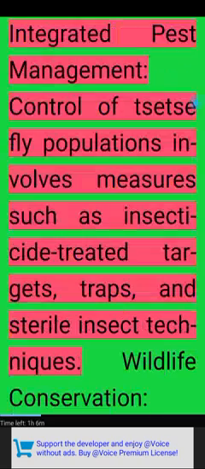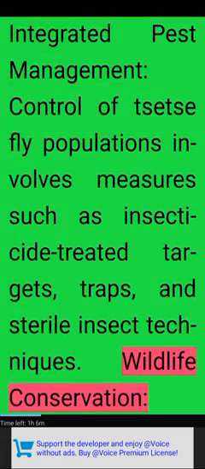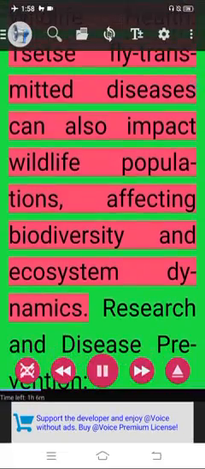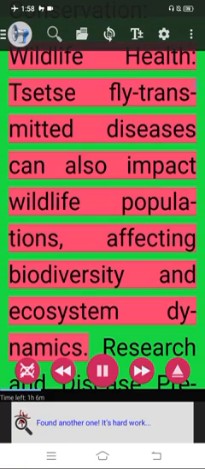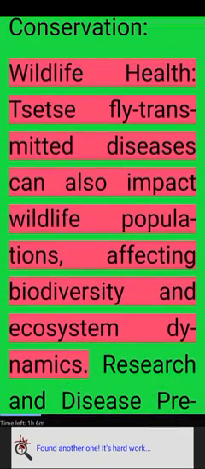Vector control efforts. Integrated pest management. Control of tsetse fly populations involves measures such as insecticide-treated targets, traps, and sterile insect techniques. Wildlife conservation. Wildlife health. Tsetse fly transmitted diseases can also impact wildlife populations, affecting biodiversity and ecosystem dynamics.